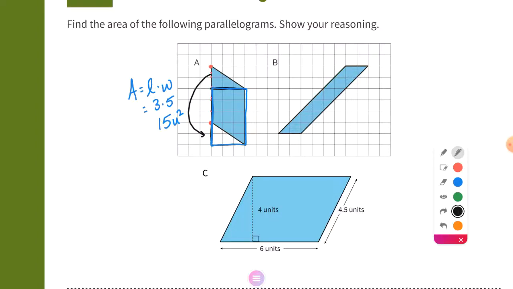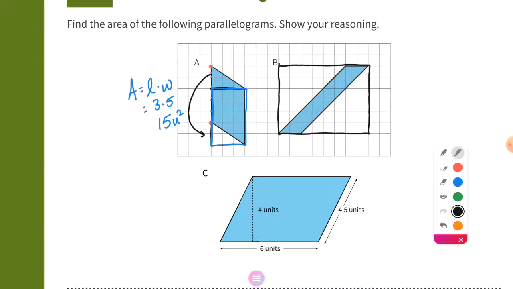Create a box, a rectangle around the whole shape. So I'm going to go up from this tip at the bottom, just like that. Okay, so I just created a rectangle around the outside. But I'm looking for the area of just the blue piece.